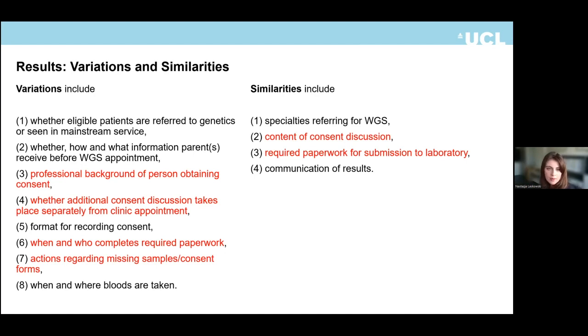There were fewer similarities across departments than variations, but those included the content of the consent discussion, and that was usually guided by the record of discussion form. And also another element was the paperwork submitted to the laboratory. That was non-negotiable, and that required 3 record of discussion forms, so 1 for the patient and 1 each for the parents usually, and 1 test order form.